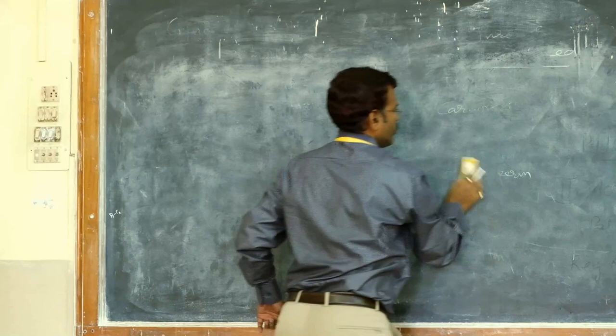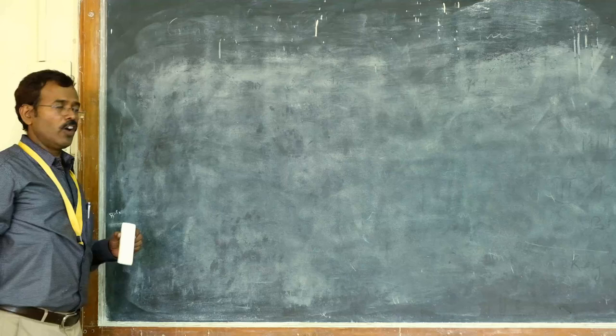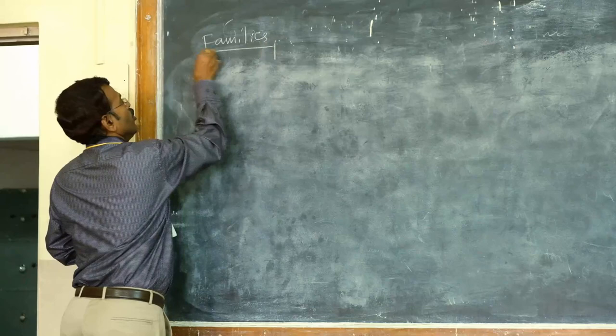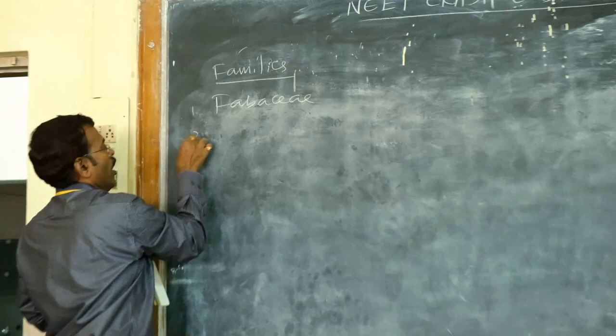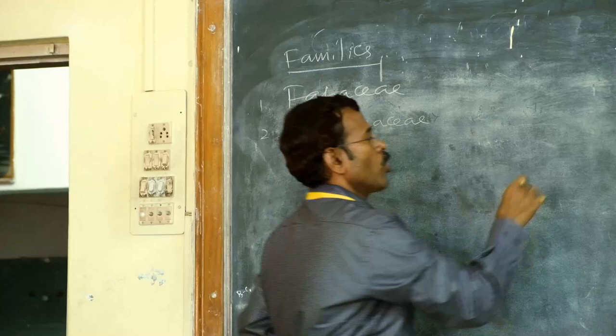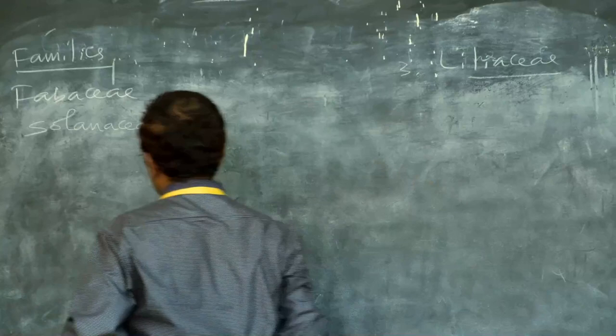So moving on to the final part of this chapter, we have mainly three families. The two dicot families are Fabaceae and Solanaceae, and one monocot family, the third one, Liliaceae. These three families' characteristics you have to remember.